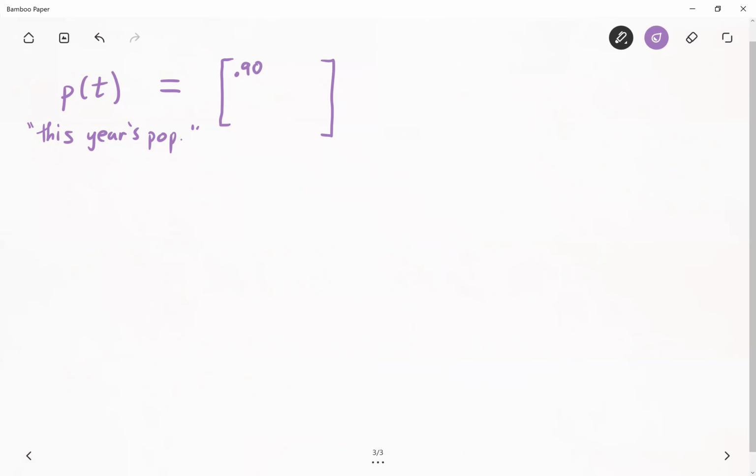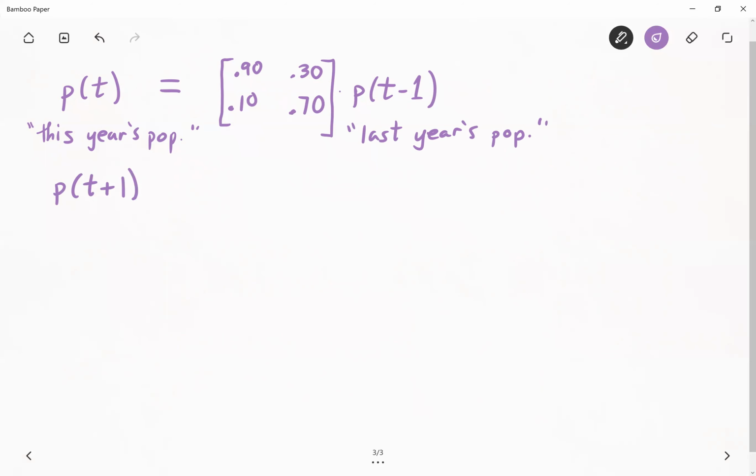Right? So 0.90, 0.30, 0.10, and 0.70, we took those values and we multiplied it by the vector of populations from the previous year. And we can think of P of t minus 1 as last year's population vector. And that's the procedure for going from one year to the next. Or if you prefer, you can think of it in equivalent terms as the population at time t plus 1. Think of that as next year's population.